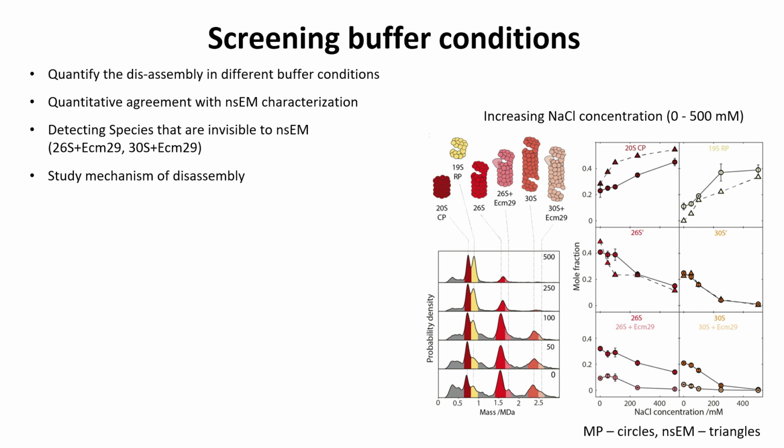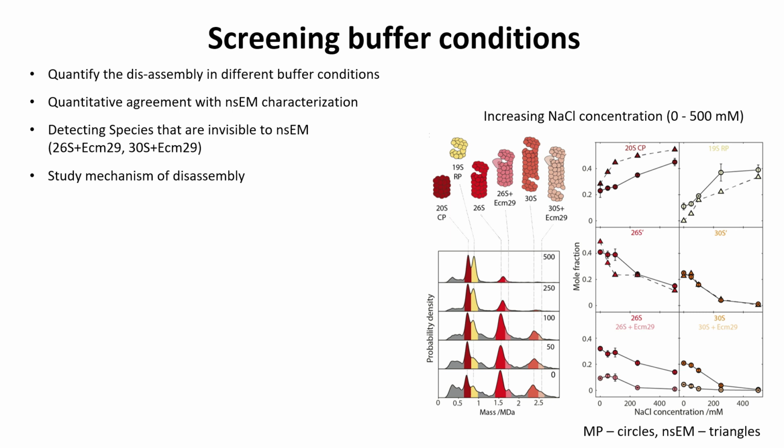Specifically, what we did is we quantified the disassembly in different buffer conditions, either in high salt, which is the case here, and I will show you in a minute a different condition. Here we increased the salt concentration between 0 and 500 millimolar in the buffer, and we followed the mole fraction of each one of the species. And we compared it to negative staining EM.